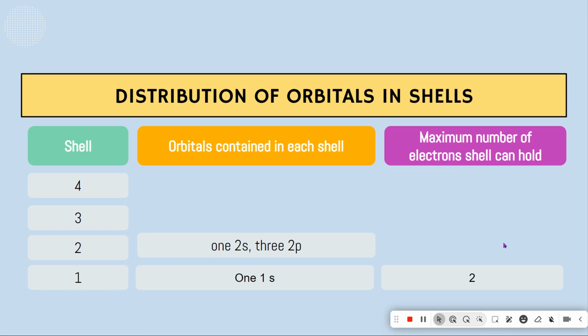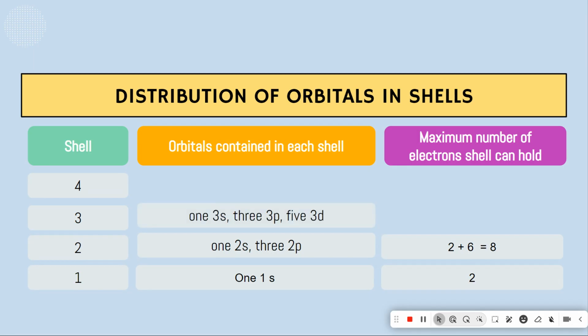Now, what I want you to realize is that as we go out, we said that they fill from the inside out. So if we're looking at an atom that has electrons in the second energy level, that means the first energy level would be full. So the second shell contains 1 2s and 3 2p orbitals. If we add the 2 plus 6, the second energy level can have up to 8 electrons.